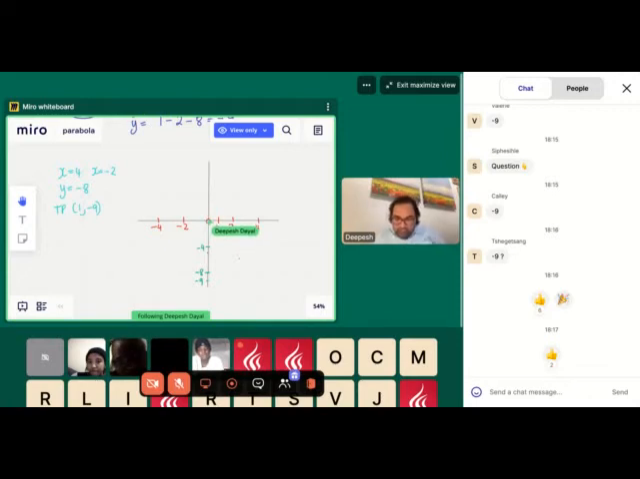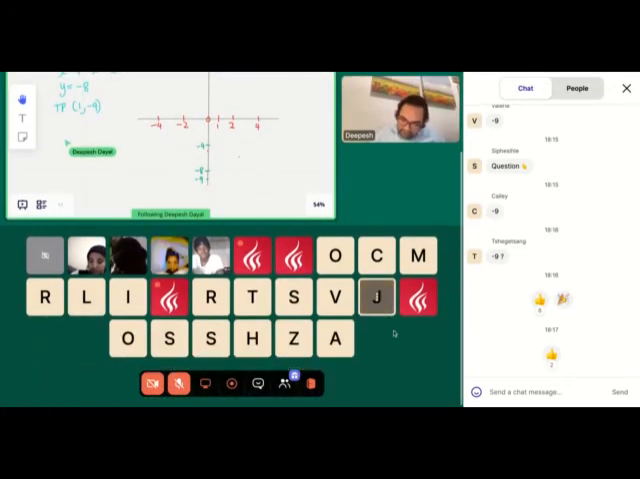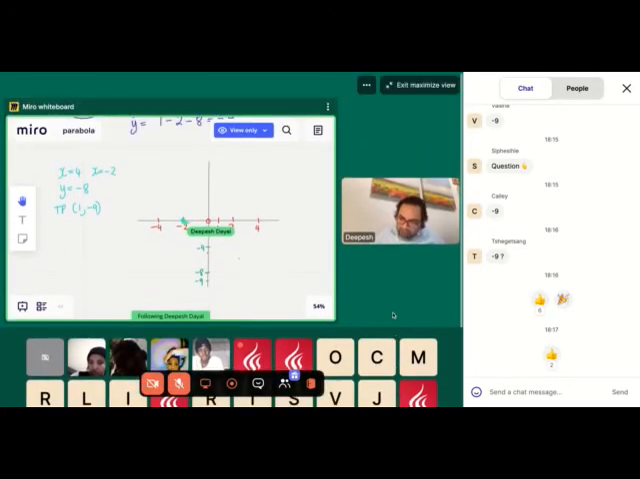Okay, great. So we've got x equals 4, x equals -2, and where is that? Here, -2, and we've got 4. And then we've got our turning point. So we've got our y-intercept here, and our turning point at 1 and -9 there.